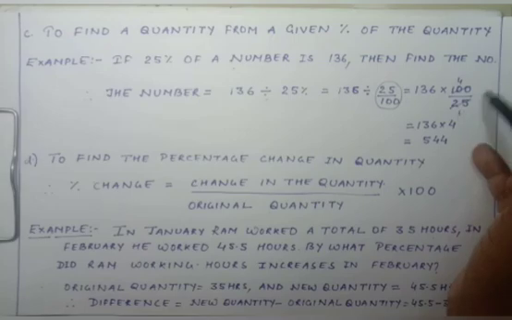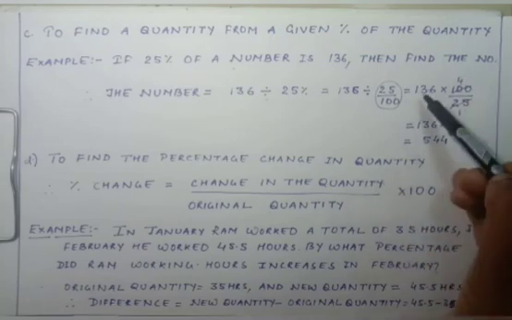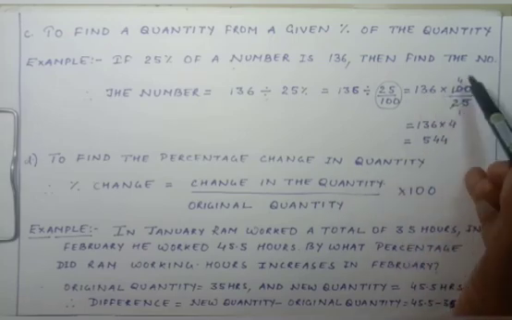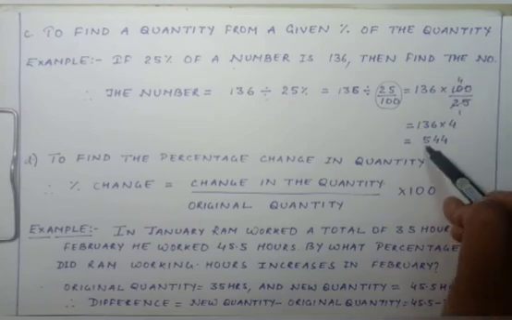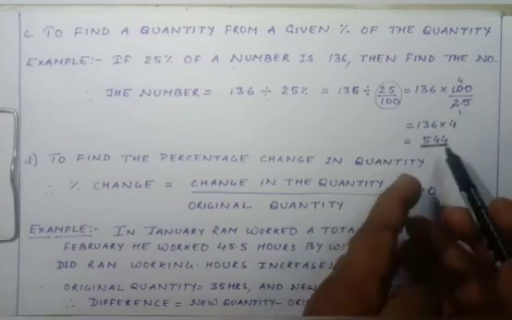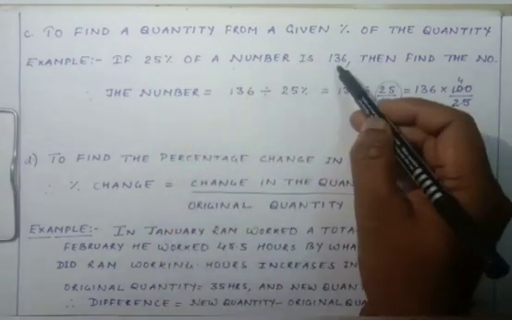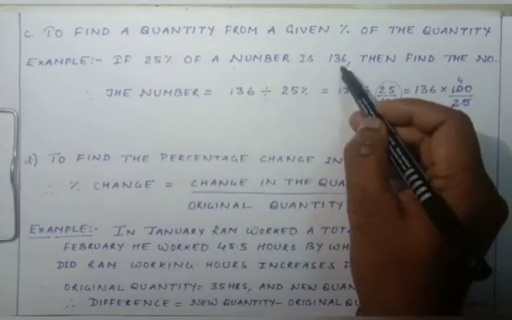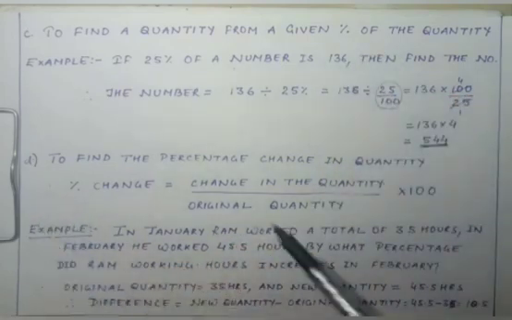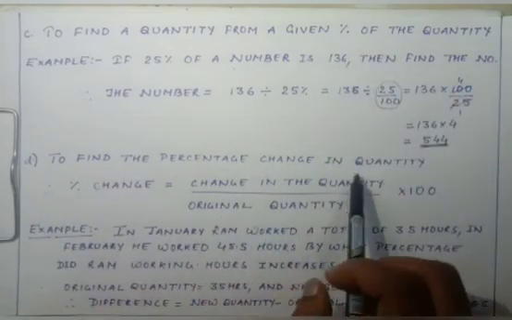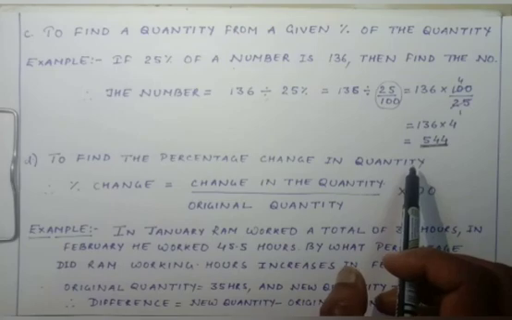So 25 ones are 25, 25 fours are 100. So now I am going to multiply 136 into 4. What is the answer? 544. So 544 is the required number whose 25% is 136.